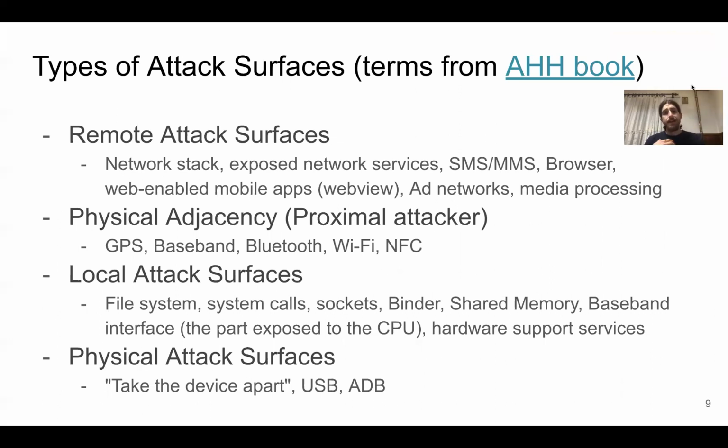So there are different types of attack surfaces, and you're going to see some kind of analogy with the terminology I used last time. These are terms taken from the Android Hacker's Handbook, and this book describes a number of different attack surfaces, but you're going to find an analogy between these terms, like remote attack surface, physical adjacency, local attack surface, and so forth, and what we discussed last time, which was that you have a remote attacker, you have a local attacker, you have a proximal attacker, and so forth. This last was terminology used by, for example, Google.